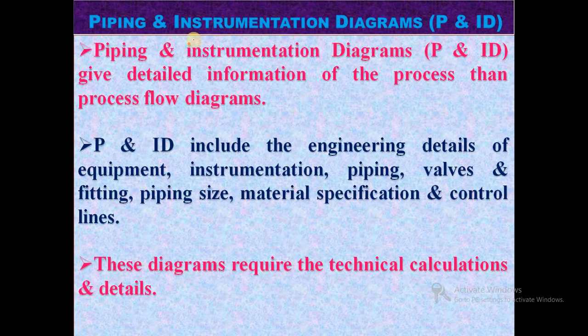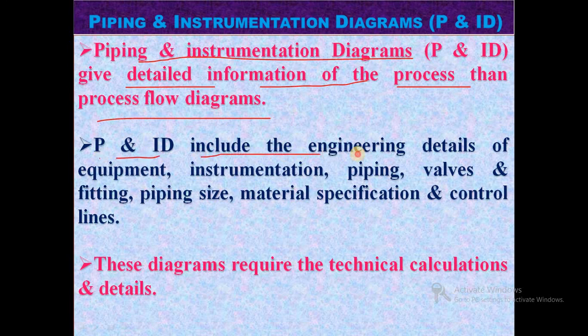The last type is piping and instrumentation diagrams, which are called P&IDs. Piping and instrumentation diagrams give more detailed information about the process than the process flow diagram. So this is an advanced technique as compared to the flow diagram and process flow diagram. Piping and instrumentation diagrams include the engineering details of equipment, instrumentation, piping, valves and fittings, piping size, material specification and control lines. So these diagrams require technical calculations and details.